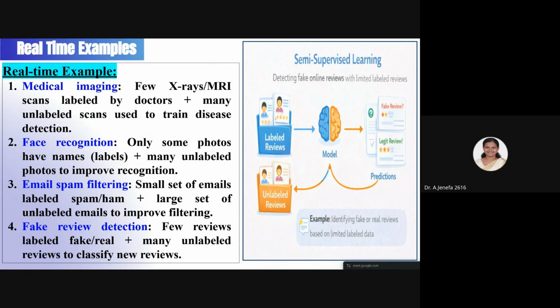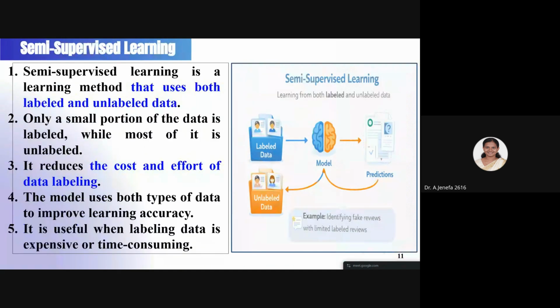In order to improve the performance, to improve the accuracy, and to reduce the time taken to train the data set, we have the semi-supervised model, which does the prediction with both labeled and unlabeled data. So this is the real-time example for the semi-supervised learning algorithm. Fine.